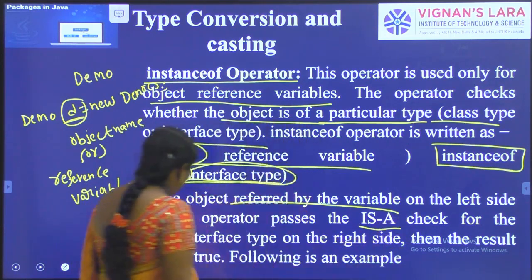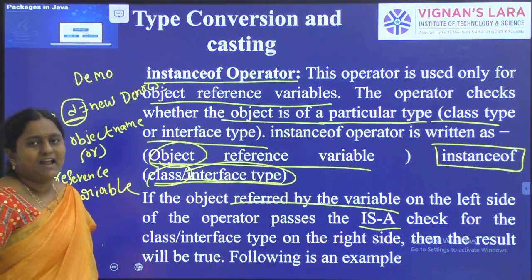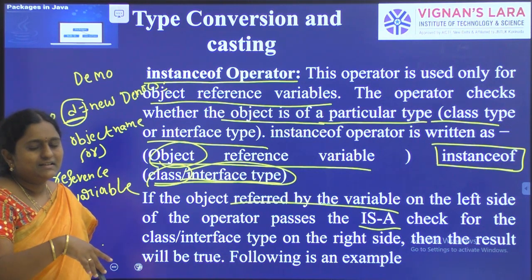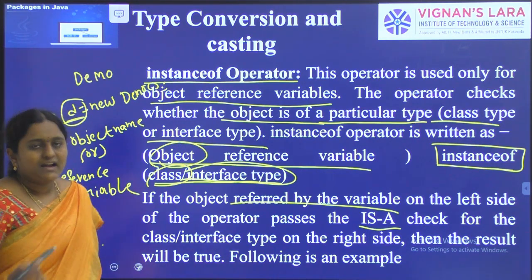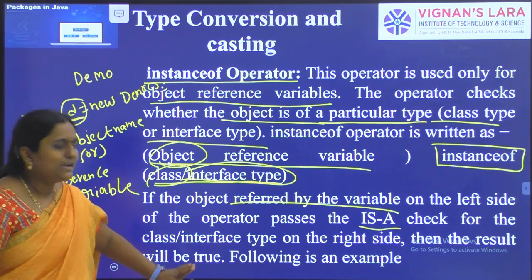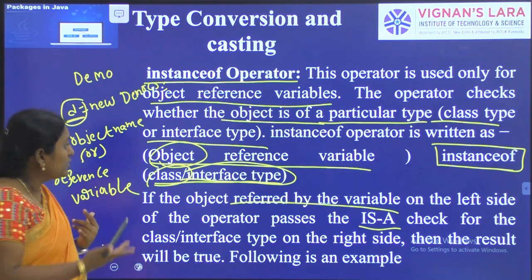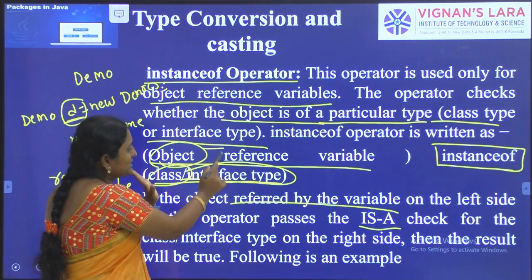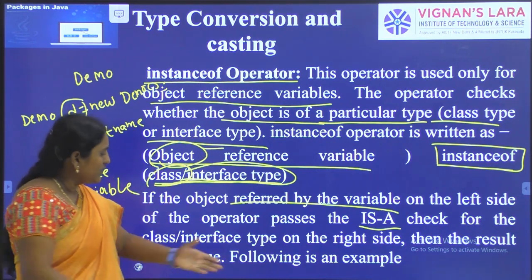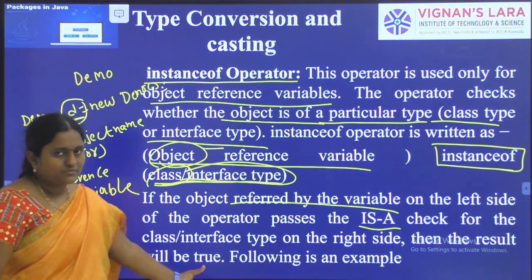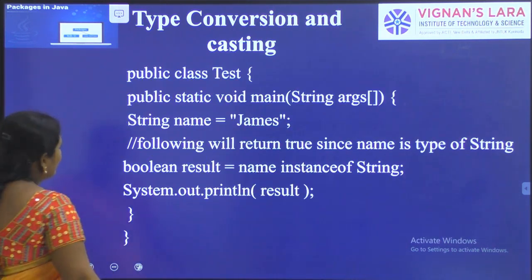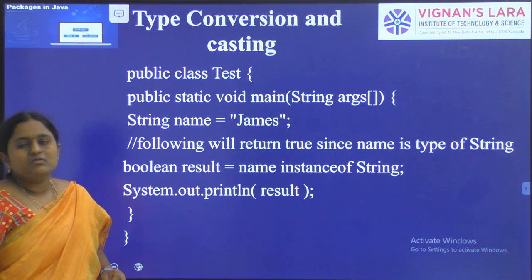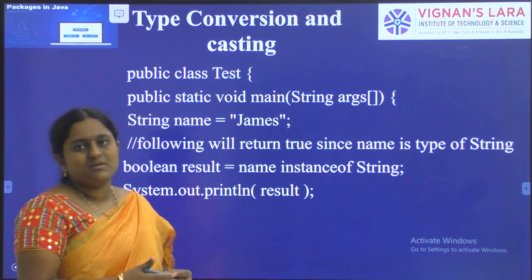Next, we check the class or interface type on the right hand side. If the check passes, then the result will be true. So if this particular object belongs to the class, it will give true. Following this, I am explaining a small program here. Let me explain a small example.